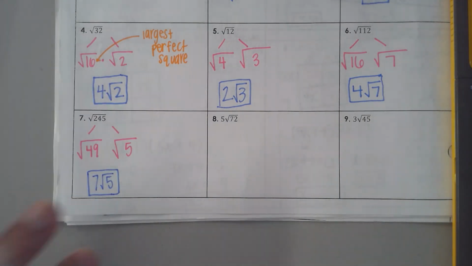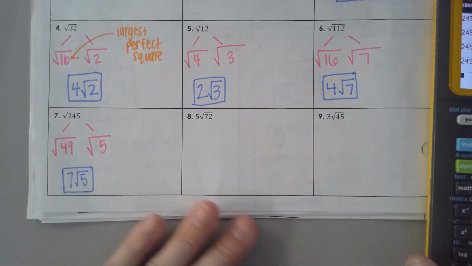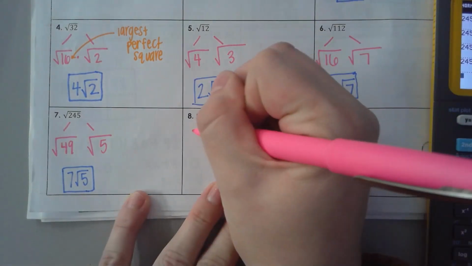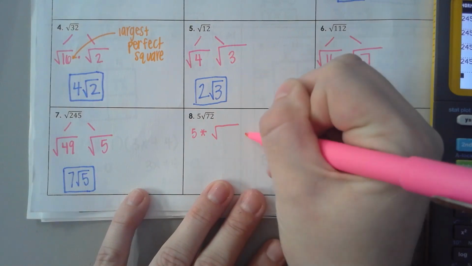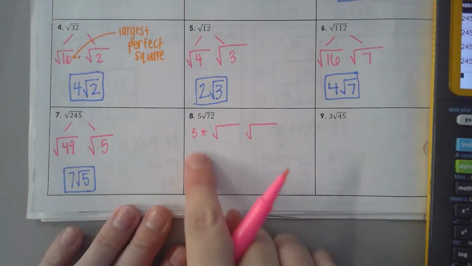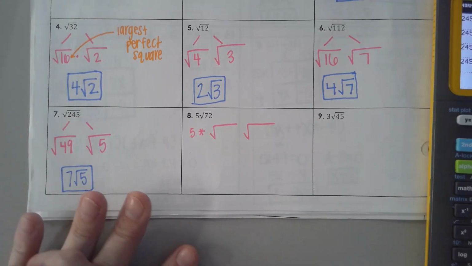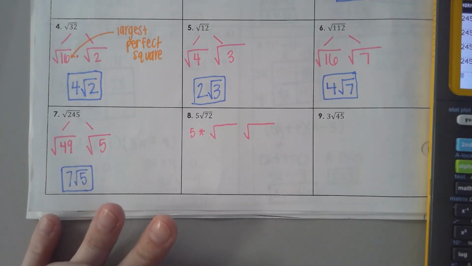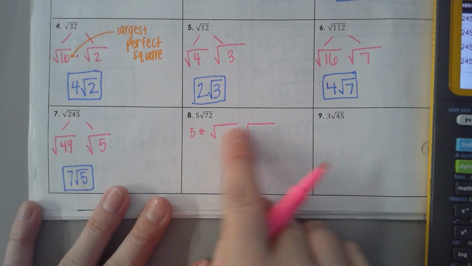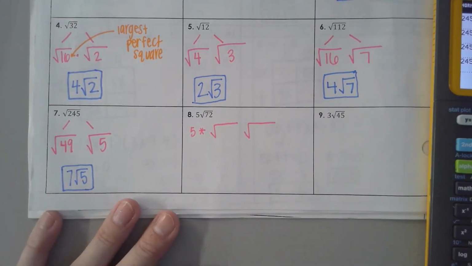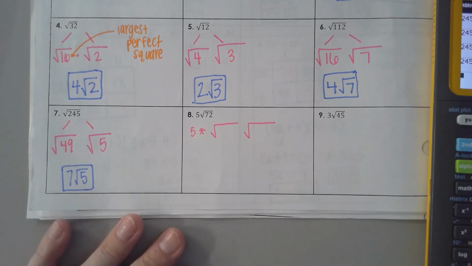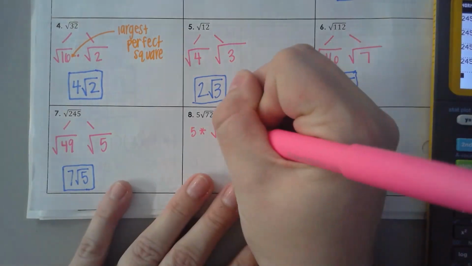Number 8 actually has a 5 in front. So what that means is that I have 5 times my 2 radicals. So whatever whole number I get at the end, I have to multiply that by 5. But we still break down the 72 into 2 radicals. So what is the largest perfect square that goes into 72? 36 is the largest.